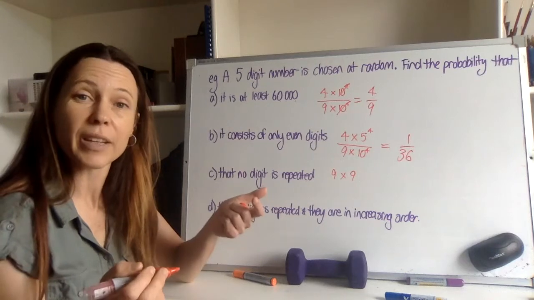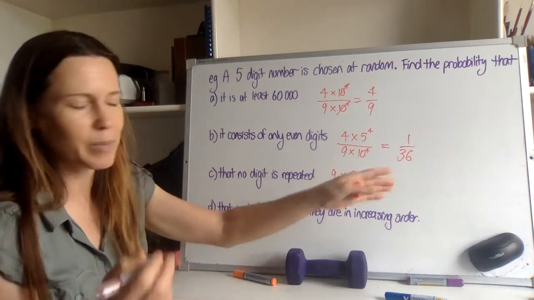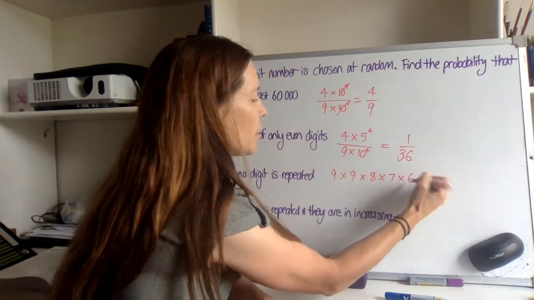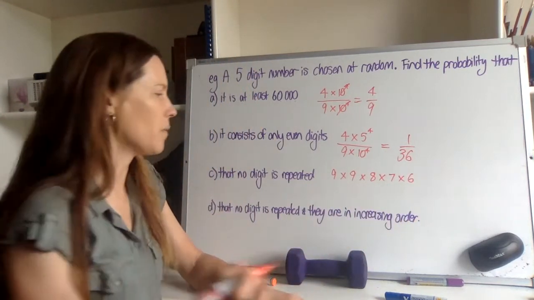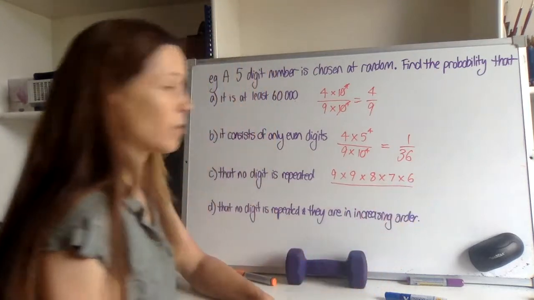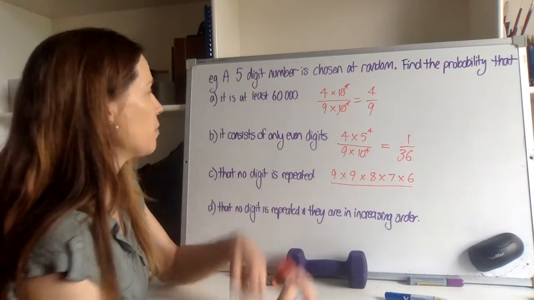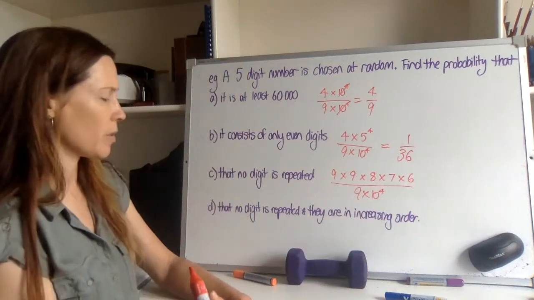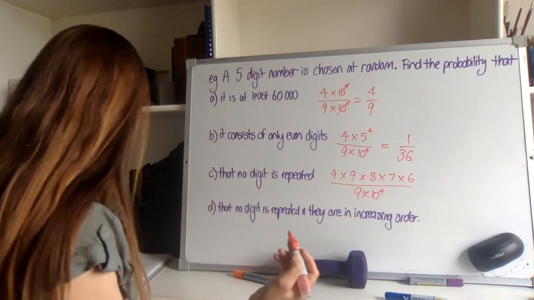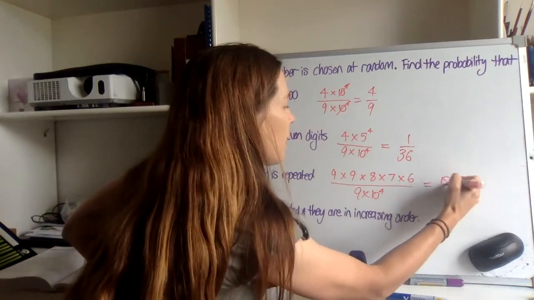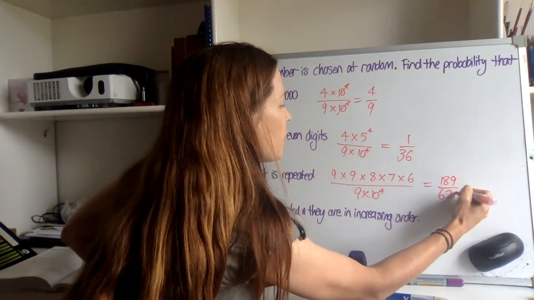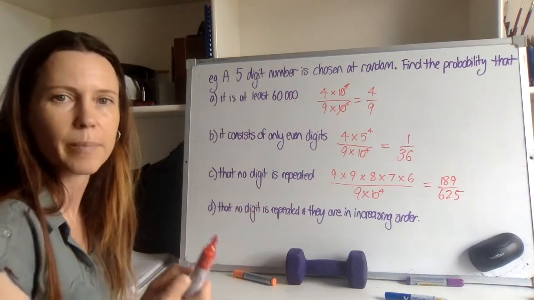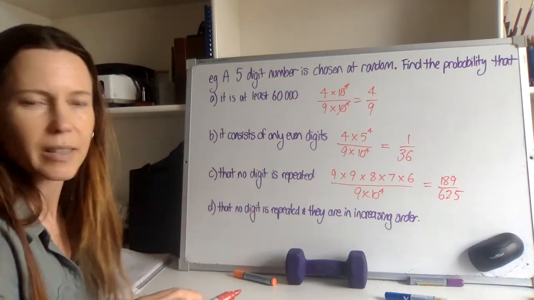Now, that's a little trick there. A lot of people just go 9 times 8 times 7 times 6, etc., and not realize that by thinking through the limitations of each digit, you'll get the right answer. All right, on the bottom, we've got the same as each other time. There are 90,000 numbers possible altogether, and this should give you 189/625. Again, leave your answer as a fraction if you can, because it's exact and it saves having to round it off.